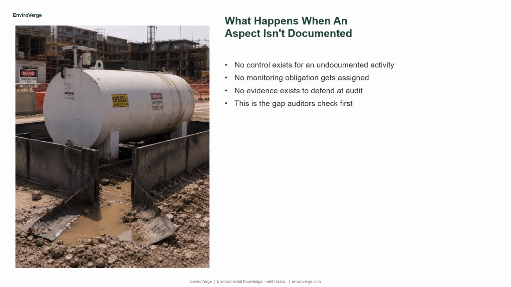Here is why this matters in practical terms. If an activity isn't documented as an aspect, no control gets assigned to it. No monitoring frequency gets set. And when an auditor requests evidence, there is nothing to show. This is the first thing an ISO 14001 auditor checks. Not your procedures, your register.